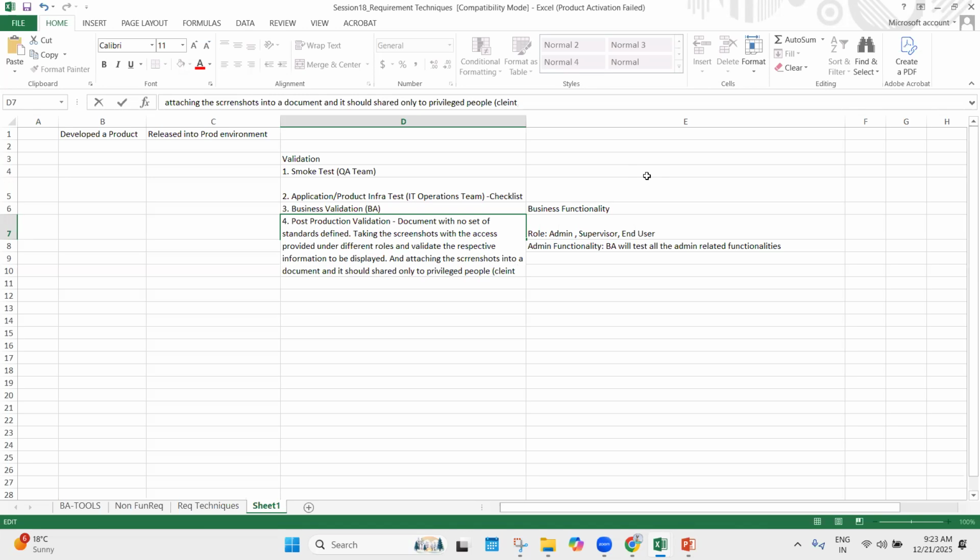So the first preferable person is the client, and then sending an email stating that the code has been moved into production, and these are the results after performing post-production validation.